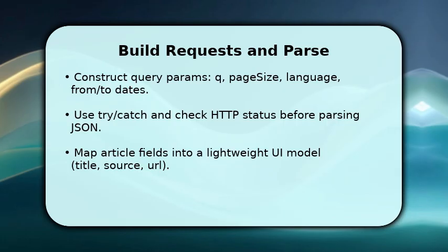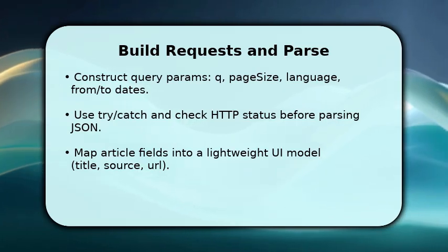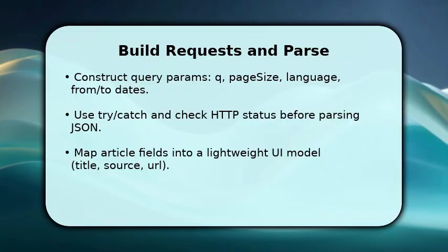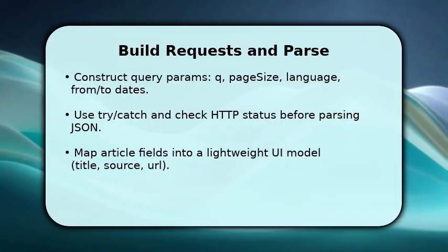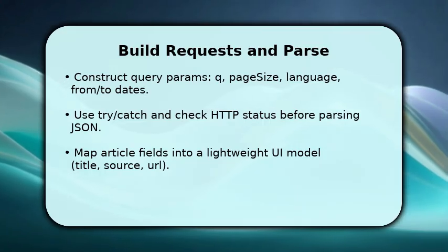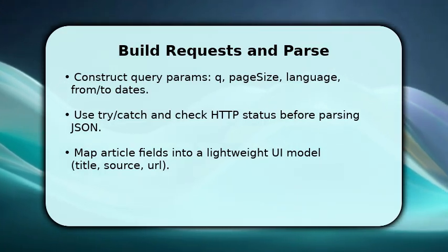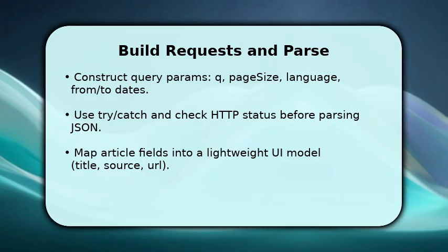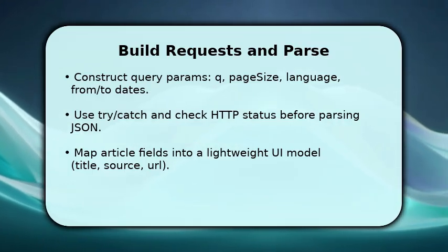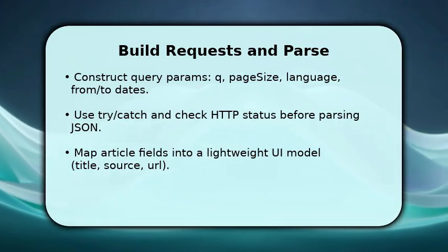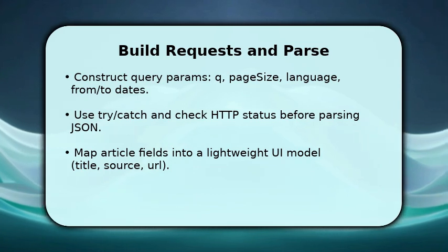You should build a helper that composes the URL and appends the API key securely. Make the call inside try/catch, check response.ok to handle rate limits or auth errors. Once you have JSON, map articles to a simple model: title, summary, source, URL, so your UI code consumes consistent fields. This reduces bugs and speeds front-end work.